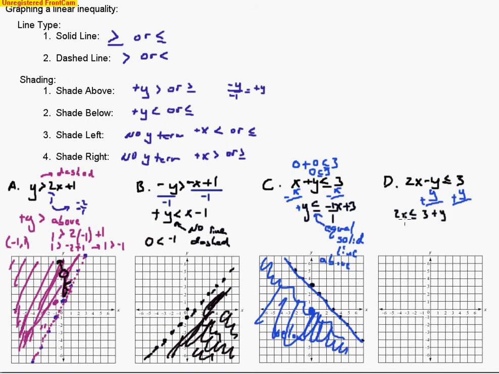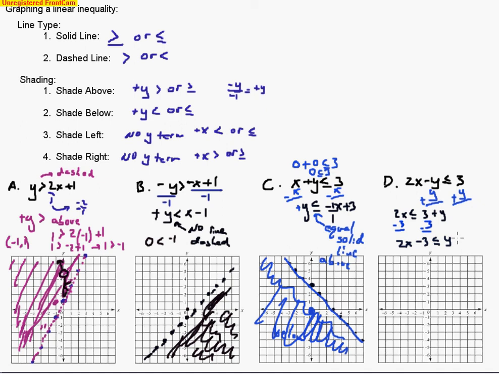So now we have to move that 3 over to figure out what that y-intercept is. And here I'm going to subtract 3 from both sides. So I take that 3 away, and now I've got a 2x minus 3 is less than or equal to y. So y is greater than or equal to 2x minus 3. So I could rewrite this in that form if I wanted to.